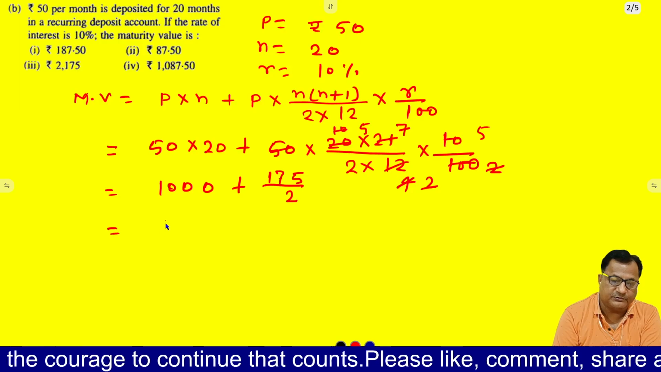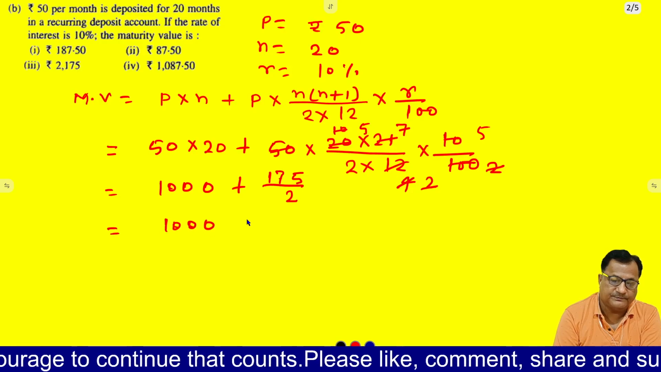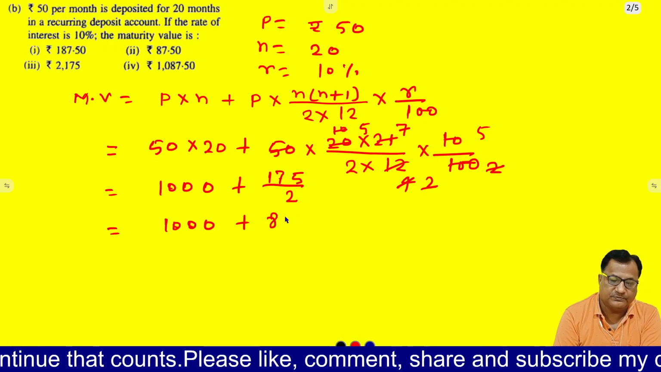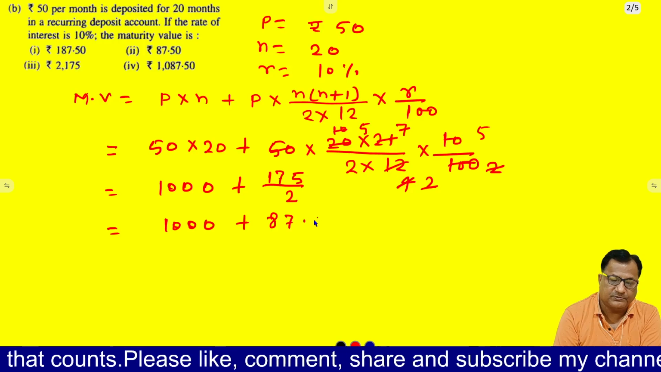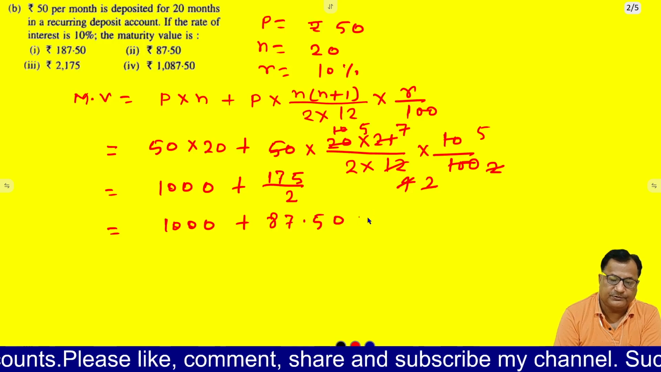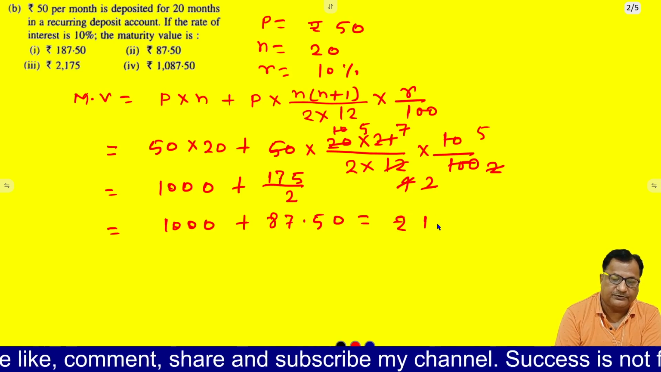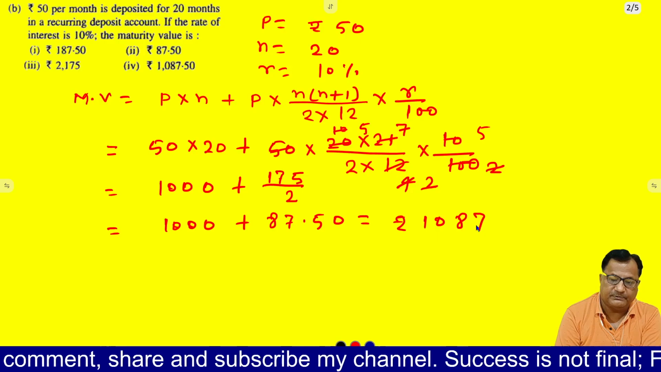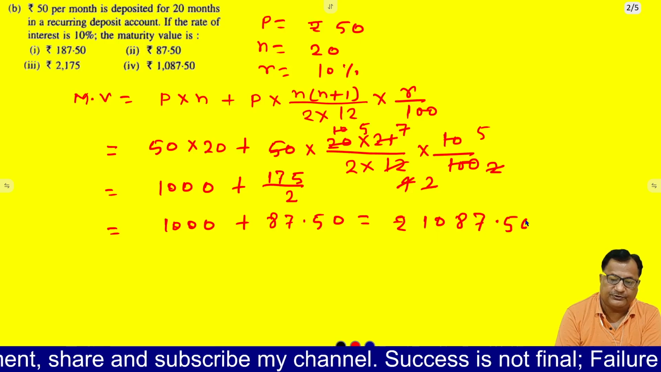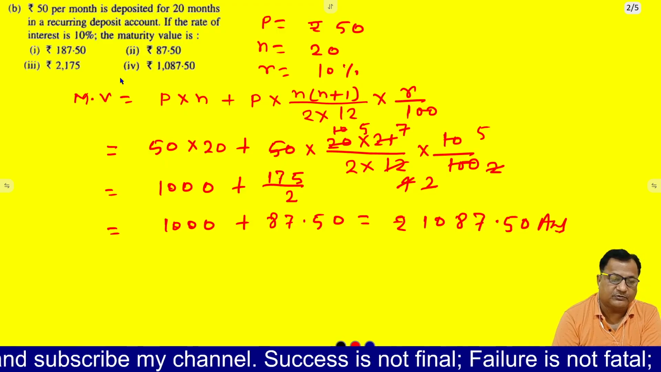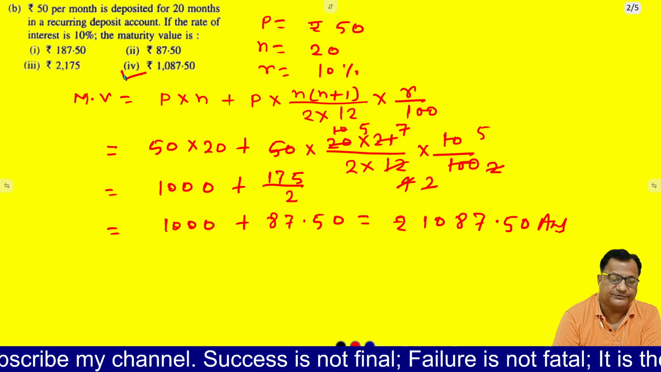We will solve this: 1000 plus 87.50. So the answer will be 1087.50. This is the answer. So the correct option will be this.